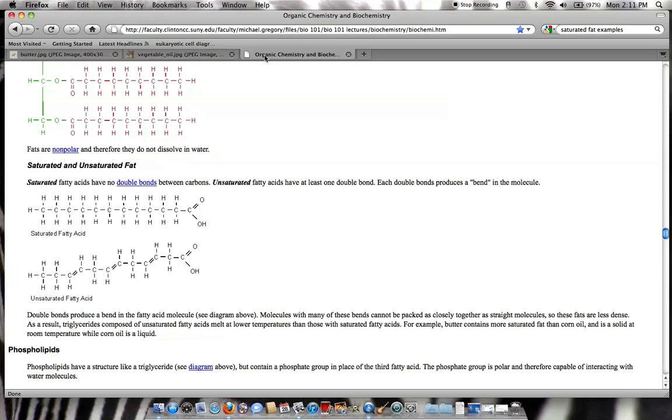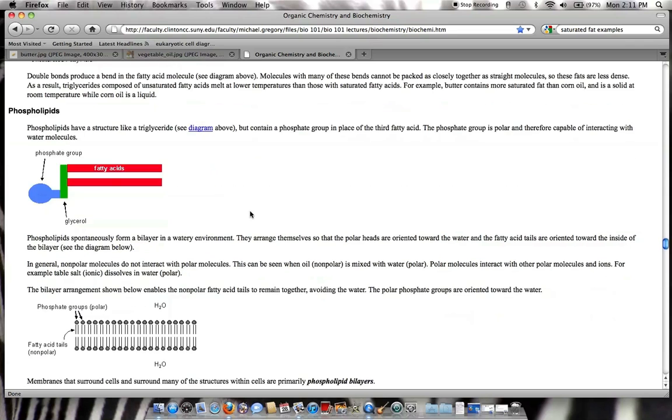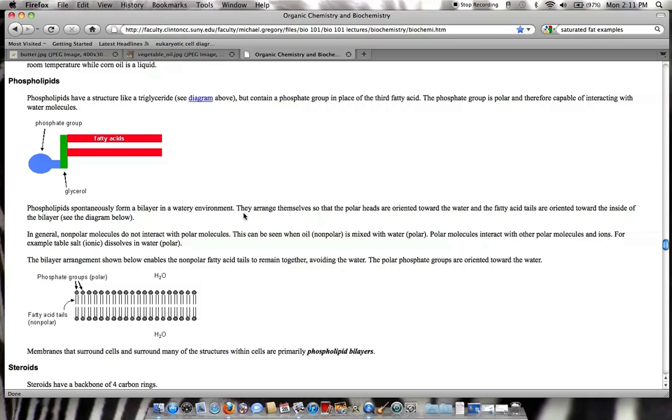Now, what is the third type of fat? The third type of fat is the phospholipid. This fat will build cell membranes. Okay, so all of your cells are composed of a cell membrane. And that membrane holds that cell together, basically. So what does that structure of a phospholipid look like? Well, it has two fatty acid tails and it has a phosphate group.